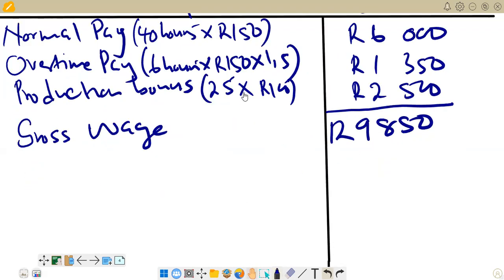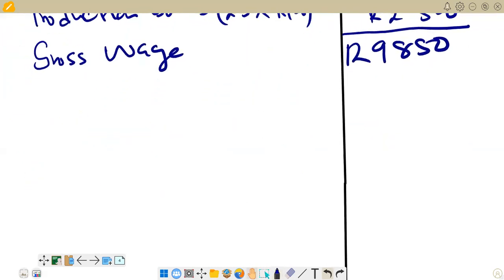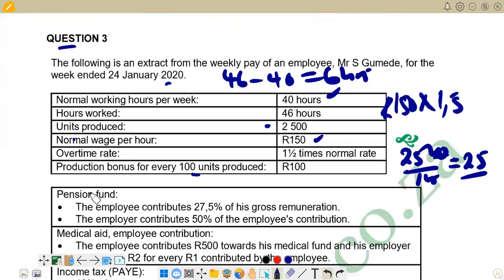Then obviously we are calculating net wage, remember. So we need to subtract the deductions that we are given in the question. Then we are now saying less deductions. By saying less deductions, we now list the deductions that we have in the question. We go deduction by deduction. We start with pension fund.